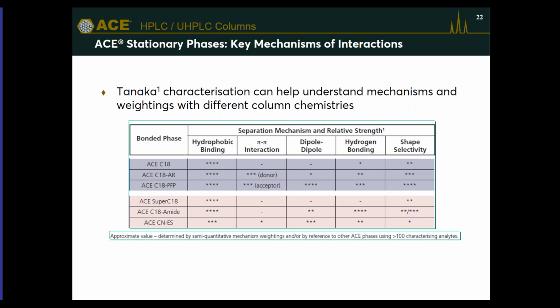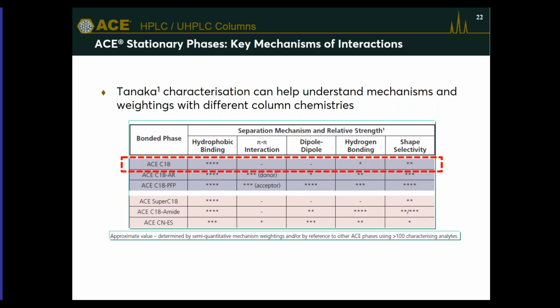And you can see I've listed 6 different column chemistries there, and you can see that more stars means that mechanism is more important or more dominant with that particular type of column chemistry. So you can see that, for instance, with a standard C18 column, it is dominated by hydrophobic interactions. This is something that we all know. It is an alkyl chain with 18 carbons long. It is lipophilic and is dominated by hydrophobicity.